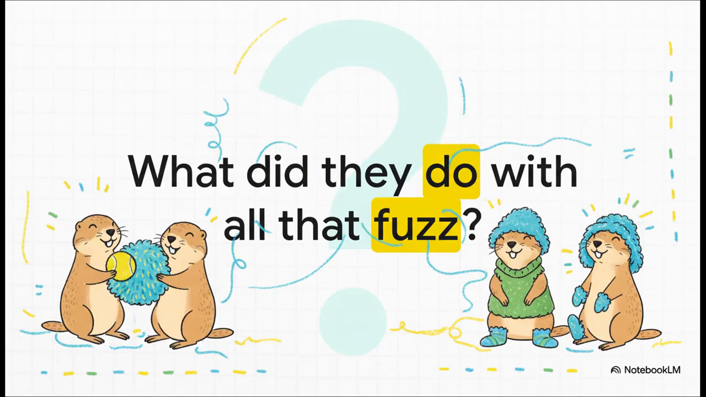So get this. The prairie dogs pull all the fuzz off of this tennis ball. So, here's my question for you. What do you think they did with all that fuzz? Did they eat it? Nah. Did they just throw it away? Nope. Get ready for this. They made fuzzy clothes and hats out of it. How cool is that? See what you just did? You used your superpowers to not just read the words, but to actually think about the story. That's exactly what being a super reader is all about.